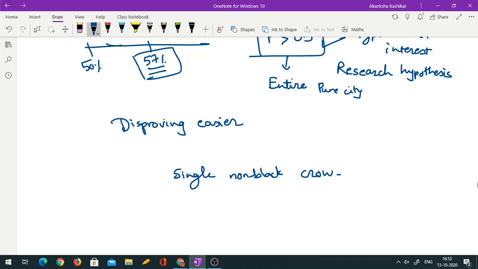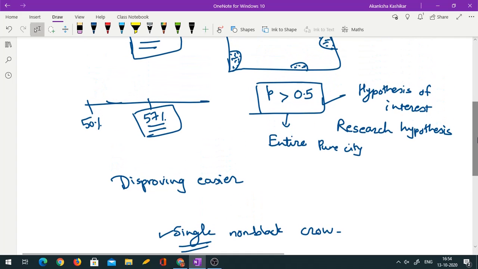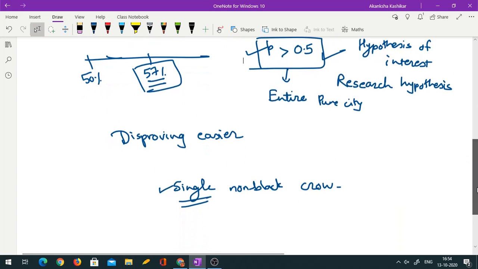So disproving is easier because for disproving even a single instance is fine, whereas for proving you have to prove that each and every crow that exists in the world is black. So disproving is easier. This is taken into consideration while testing of hypothesis. So generally, whatever we are interested in is this, but as I said, proving this is difficult. So what we do is we take the complement of this and try to disprove it.